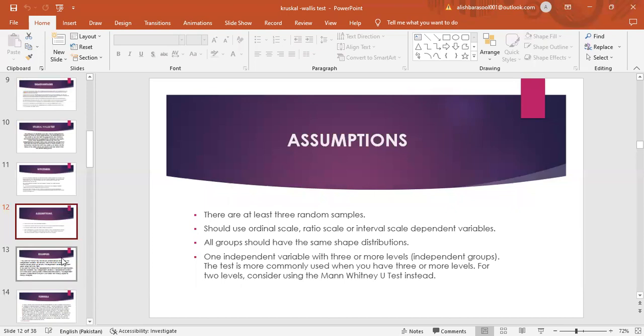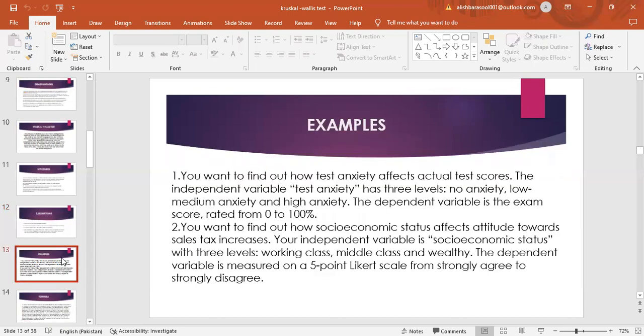Examples. You want to find out how test anxiety affects actual test scores. The independent variable, test anxiety, has three levels: no or low anxiety, medium anxiety, and high anxiety. The dependent variable is the exam score rated from 0 to 100%.